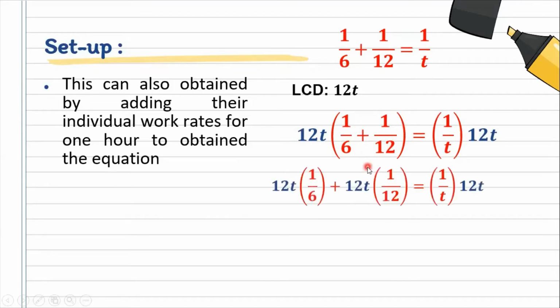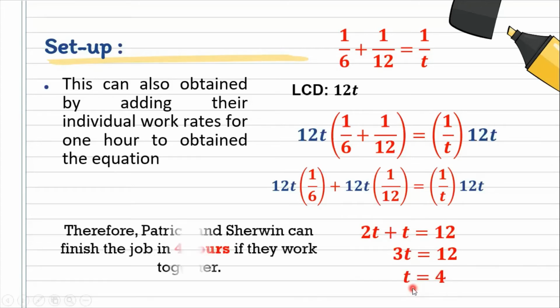So we have now this equation. We apply the distributive property to break down these expressions. Based on this equation, we can simplify it to 2t plus t is equal to 12. Now 2t plus t is 3t, which is equal to 12. To solve for the variable t, we divide both sides by 3. So our value of t is 4. We can now conclude that Patrick and Sherwin can finish the job in 4 hours if they work together.